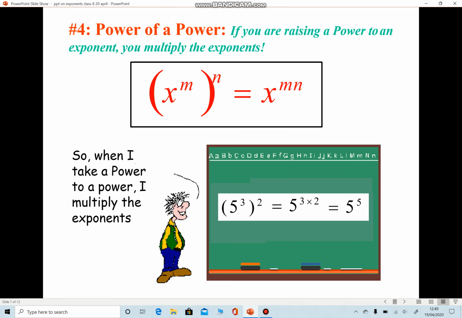Now comes power of a power. When you are raising a power to an exponent, you multiply the exponents. For example, look at this bracket. The inside number is x, the base is x, the power is m, and there is another exponent outside, that is n. So how do we solve it? When you remove the bracket, the powers get multiplied. x raised to the power m multiplied by n. See here, 5 raised to the power 3 into 2 is 5 raised to the power 6. So just multiply the exponents.